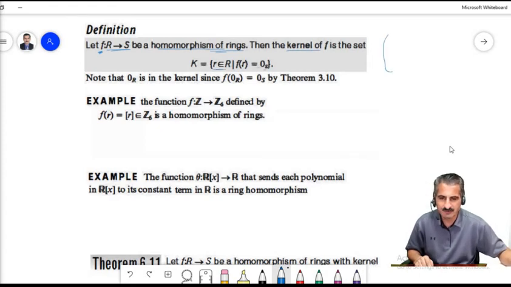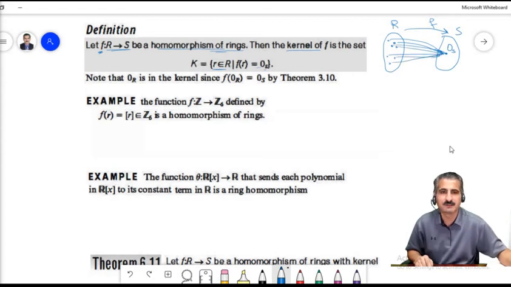So again, I would like to represent that. Assume this is a ring R and this is S, and f goes from R to S. So we will collect elements that go to the 0 of S. Collect them all together and make a set out of them, and this will be called the kernel. And in fact, the kernel of a homomorphism is an ideal, and we will see that.